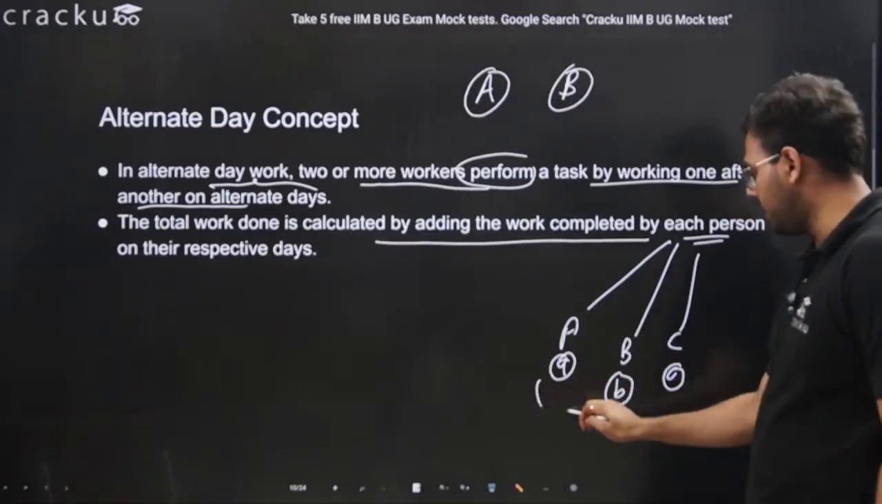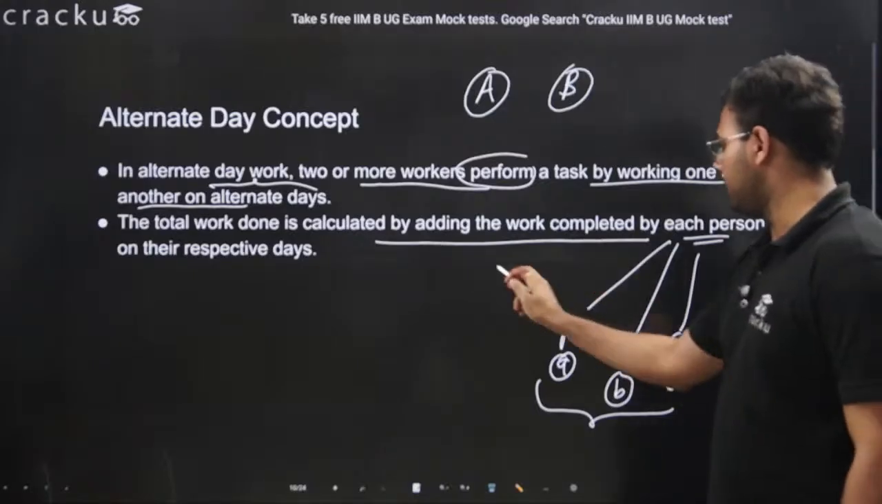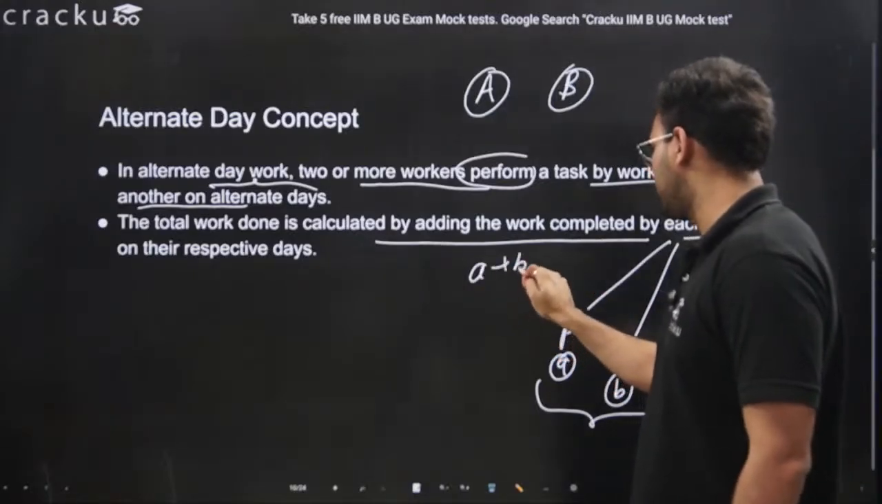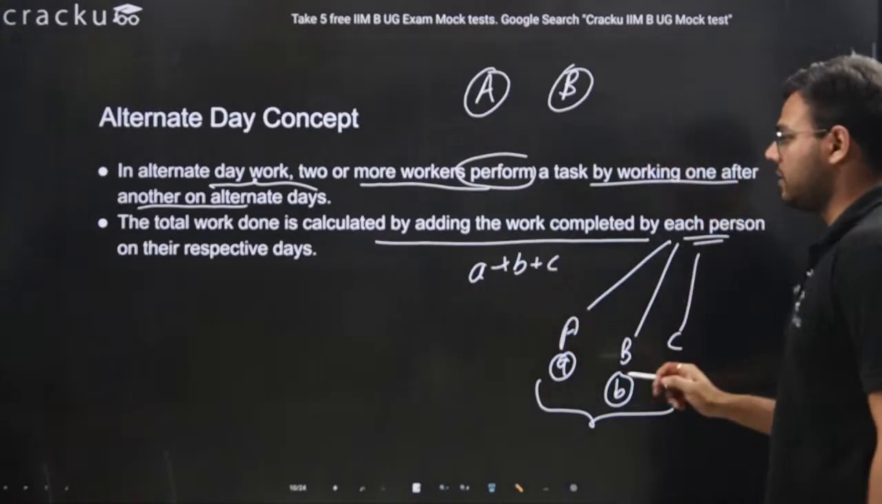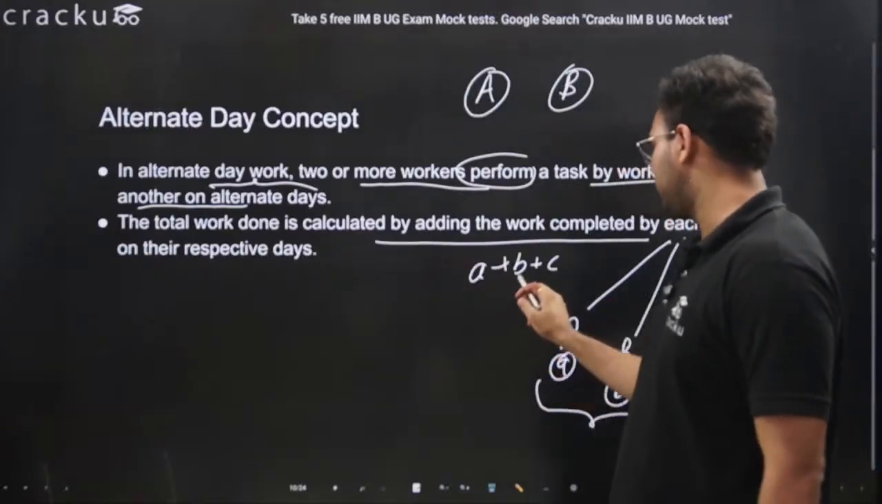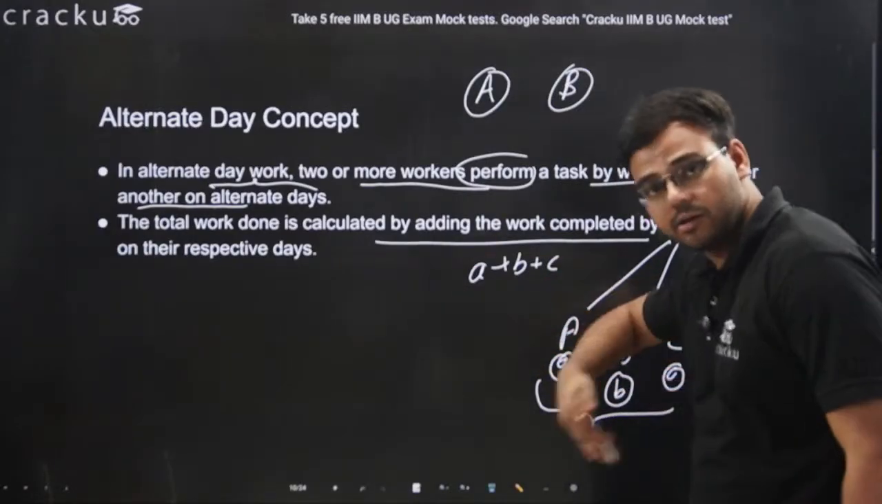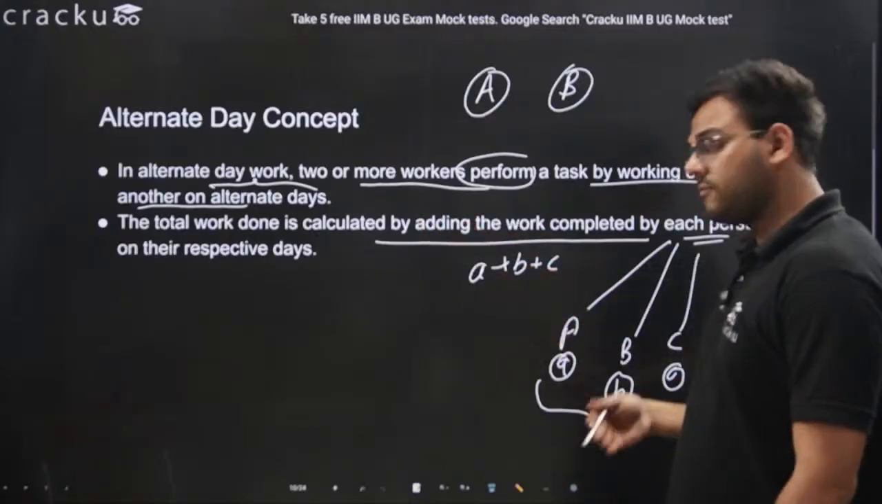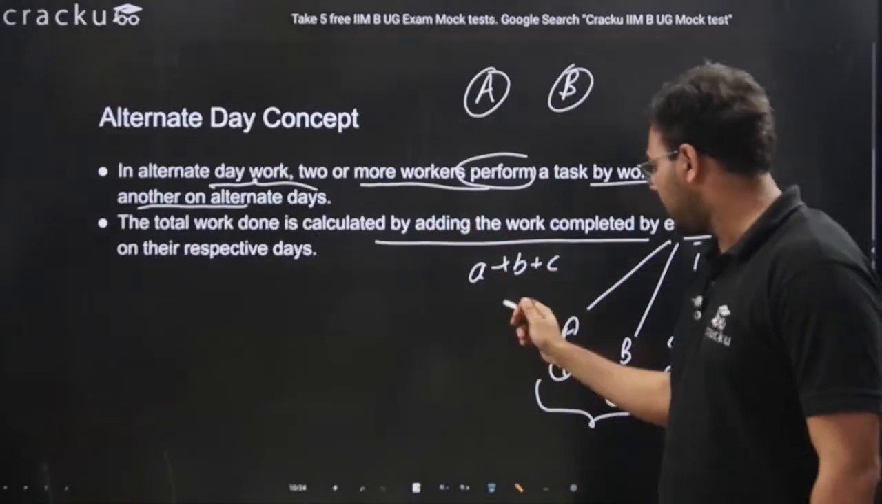So work completed by each person, adding the work completed by each person, that is A plus B plus C by each person on their respective days. So A plus B plus C on their respective days. Then again on D4, that is on the 4th day, again A will be working, so plus A again.